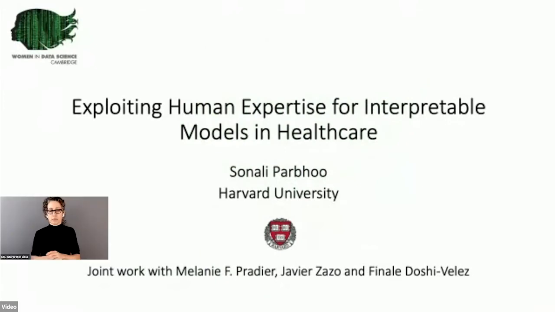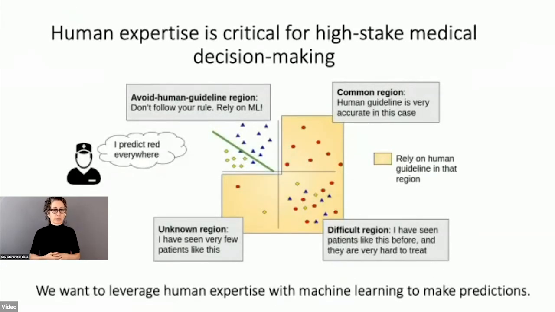Hello! Today I'll be talking about how to exploit human expertise for building interpretable models in healthcare. Human expertise is critical for high-stake medical decision-making. In this work, we want to leverage human expertise with machine learning in order to make predictions. We want to minimize the error, but also maximize consistency with human rules.